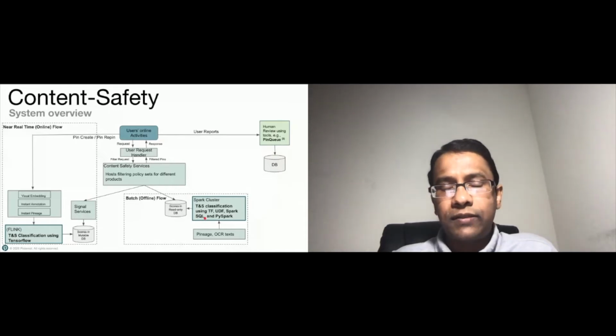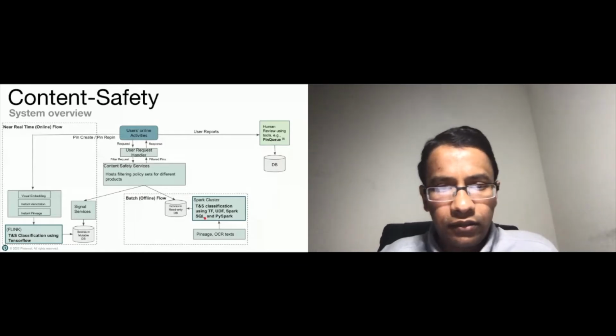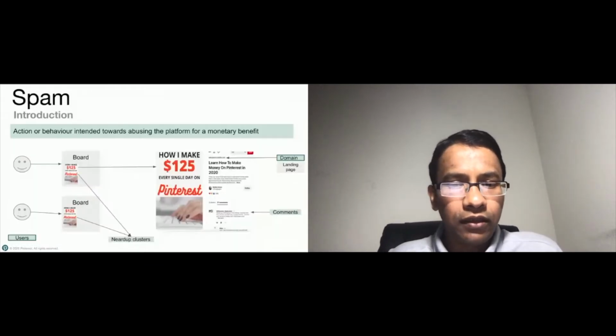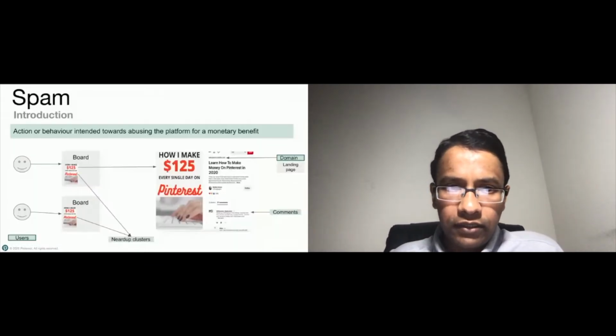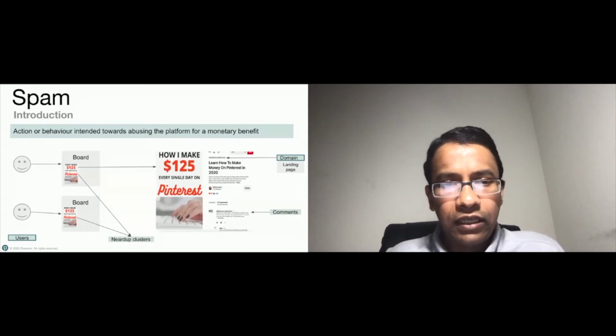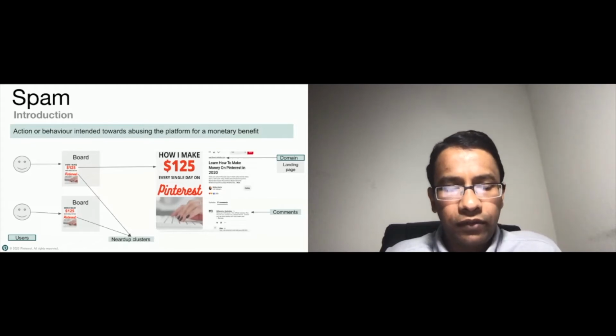Next, let's talk about spam. Spam is another big problem on any platform that has user created content, and on Pinterest also we see this problem. We define spam as an action or behavior that is intended towards abusing the platform for monetary benefit. So somebody is trying to misuse the platform to extract or earn money from it.